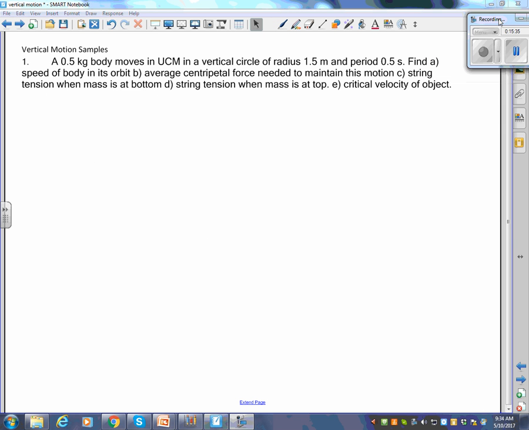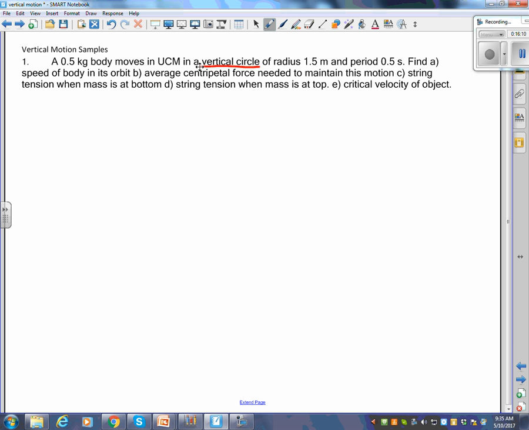Okay. Shall I do some sample questions? All right, so in this particular situation, we have a 0.5 kilogram body moving in UCM in a vertical circle. I mentioned it yesterday: always identify what kind of circle it is. Is it a horizontal circle or is it a vertical circle? Radius 1.5 meters and period 0.5. Find the speed of the body in its orbit. Find the average centripetal force needed to maintain this motion. Find the string tension with the mass at the bottom, find the string tension with the mass at the top, and find the critical velocity.